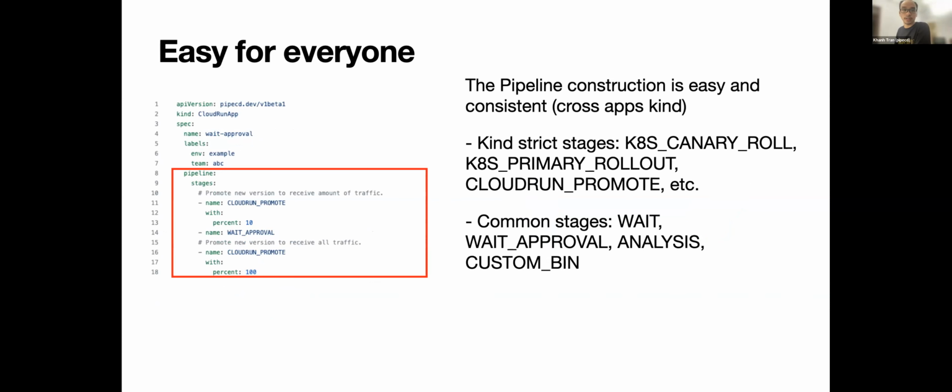Currently, we have two kinds of stages that we use to construct a pipeline. One is specific to the application type, something like Kubernetes canary rollout, primary rollout, and Cloud Run promote, and some common stages like wait approval, analysis, and custom bind. This custom bind means that you can use a binary to run the stage.